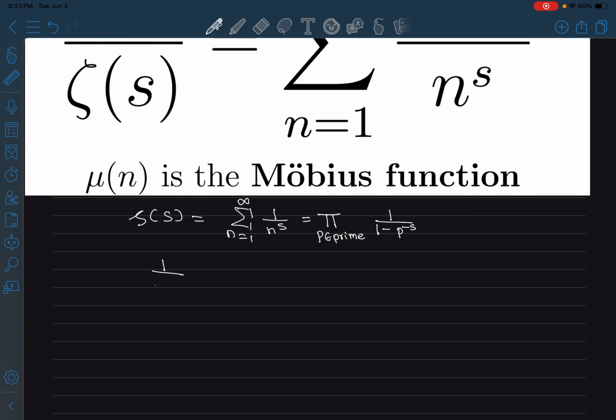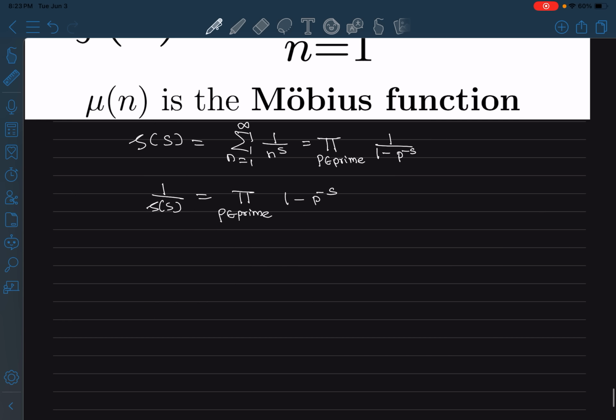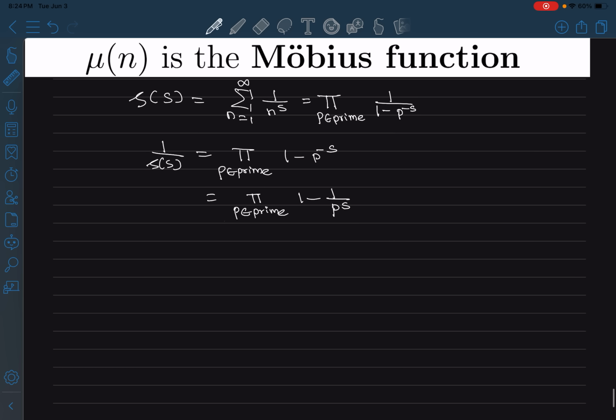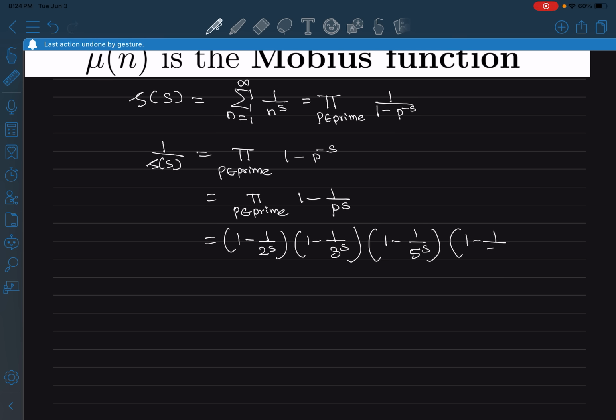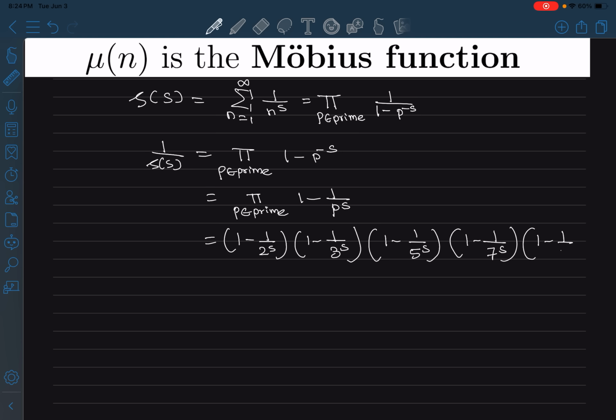So from here, we see that 1 over zeta of s will be the product over p being a prime of 1 minus p to the power minus s, right? Let me write this properly: the product over p being a prime of 1 minus 1 by p to the power s. So let's try to expand it: 1 minus 1 by 2 to the power s, 1 minus 1 by 3 to the power s, 1 minus 1 by 5 to the power s, 1 minus 1 by 7 to the power s, 1 minus 1 by 11 to the power s, and so on over all the primes.